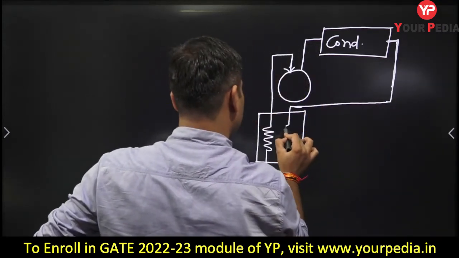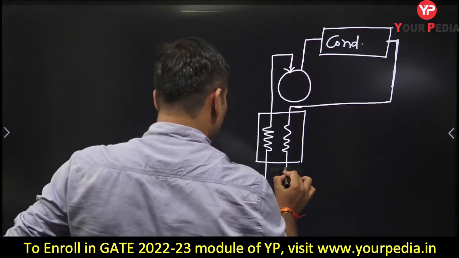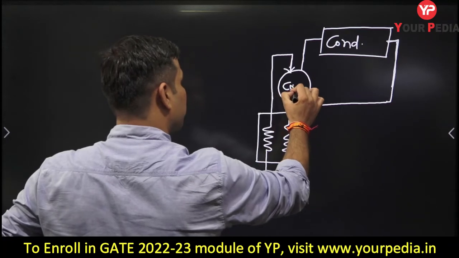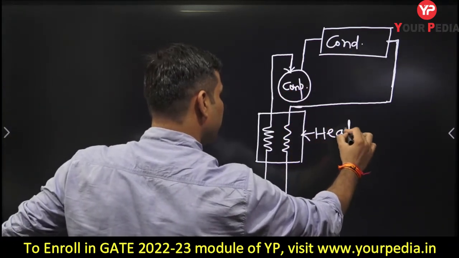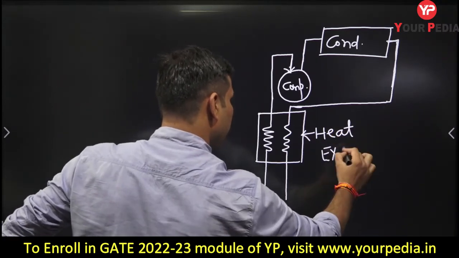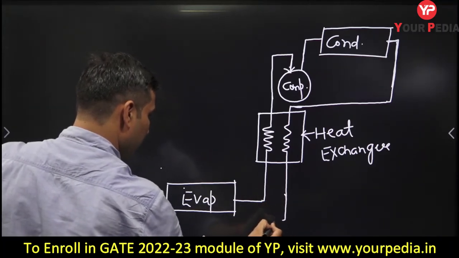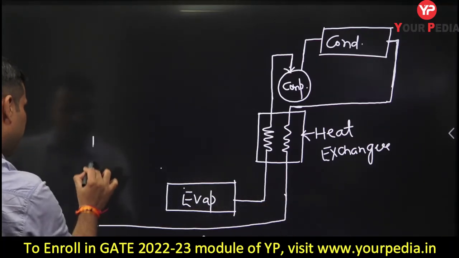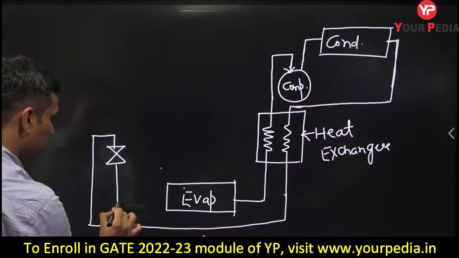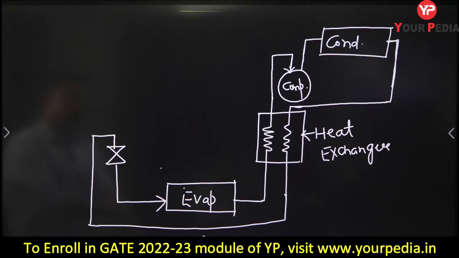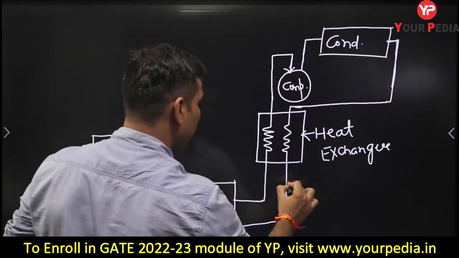Okay, so this is the refrigerant. Now this is the compressor. This is the condenser, this is your heat exchanger. And then here you will have an expansion device, something like this, and then you will have the evaporator. So the cycle will be something like this.